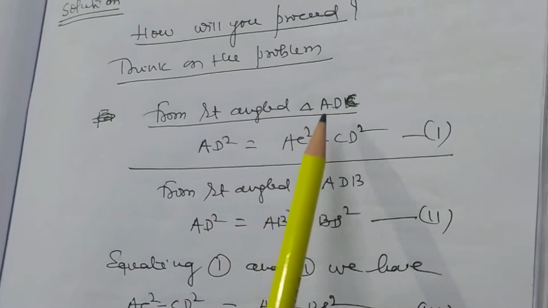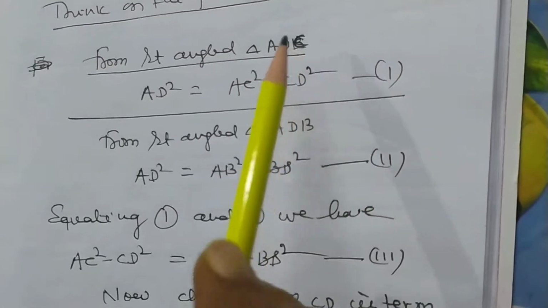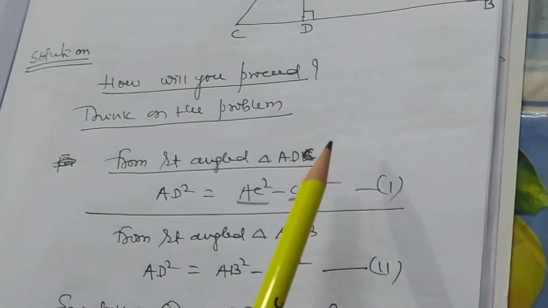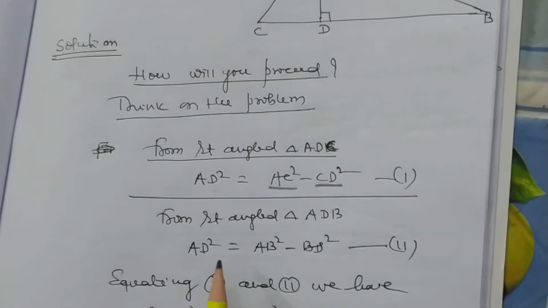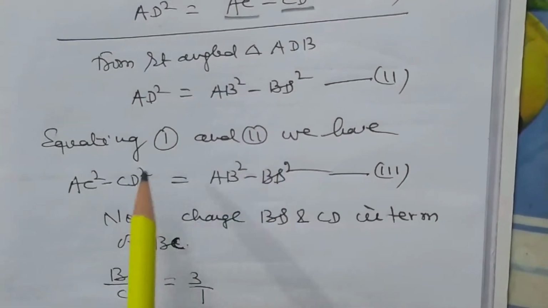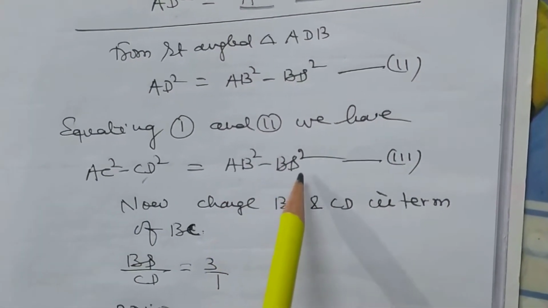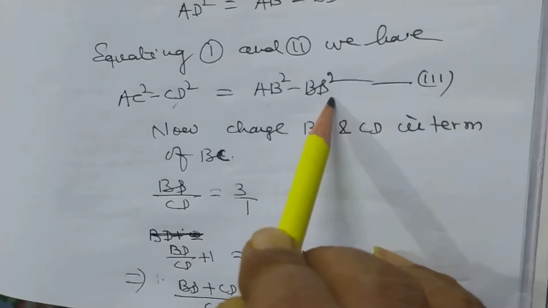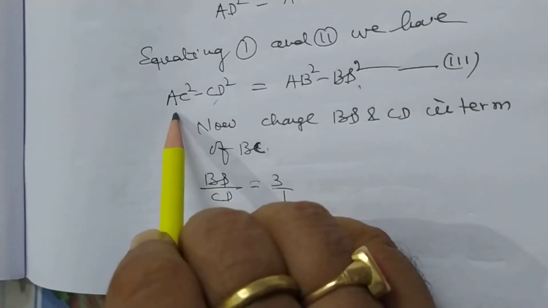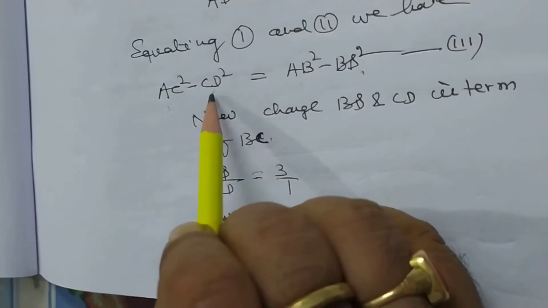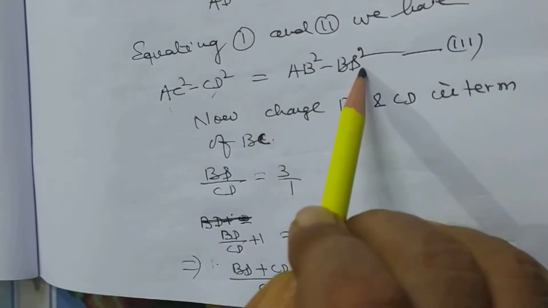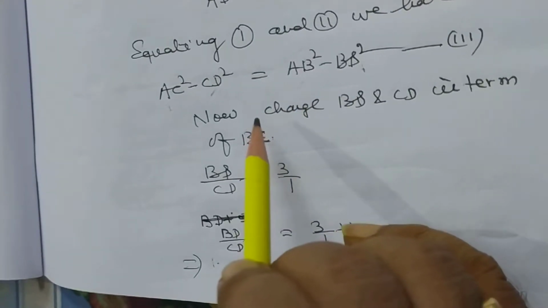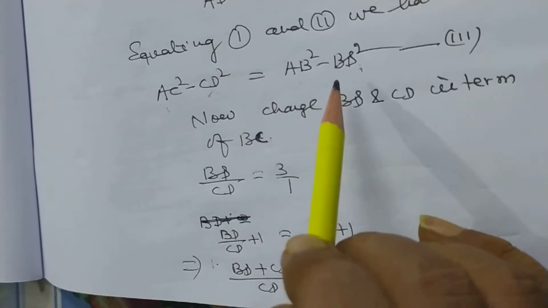Here, from right angle triangle ADC, we have AD square is equal to AC square minus CD square. In right angle triangle ADB, we have AB square minus BD square is equal to AD square. Equating first and second, we have AC square minus CD square is equal to AB square minus BD square. What you have to prove? AB square, AC square and BC square. So convert CD and BD in terms of BC. How will you change CD in terms of BC? How will you change BD in terms of BC?